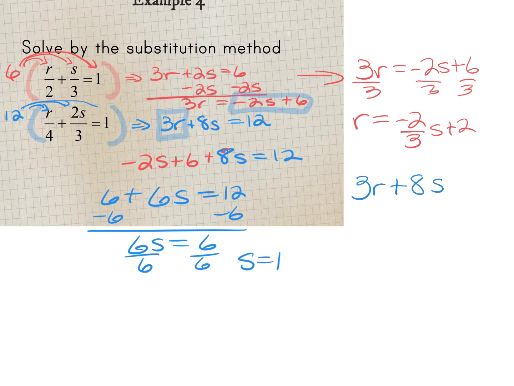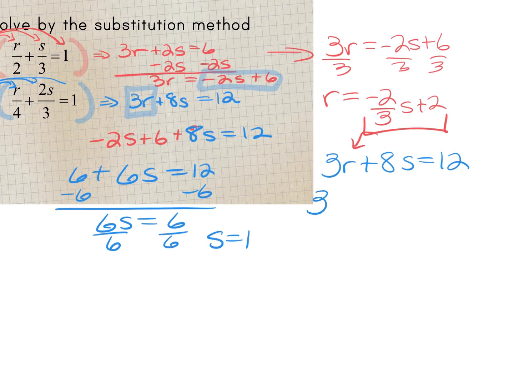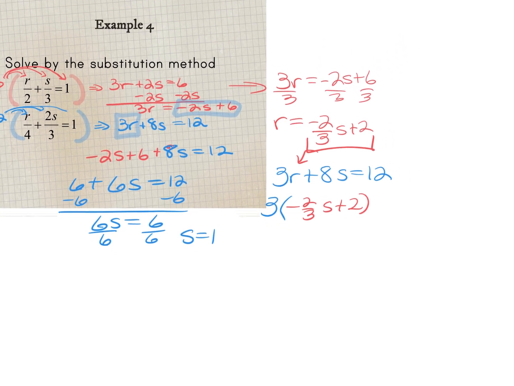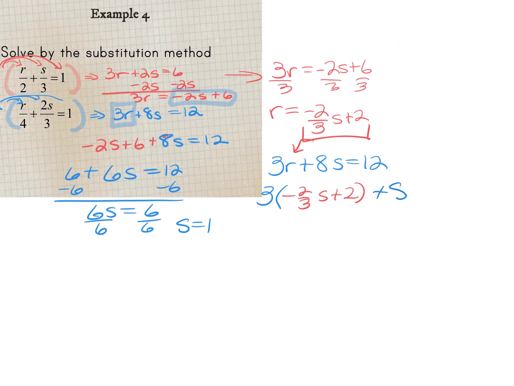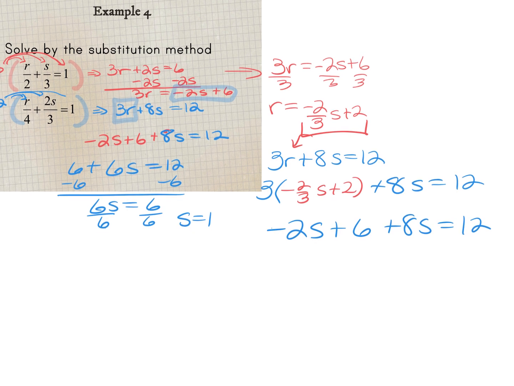3r plus 8s equals 12. I'm going to take this and plug it in just for the r. So this is another way you could have done it. But since the whole thing was a 3r, I just left it alone. But this would be the appropriate way to do it by getting r all by itself. And then now distribute, and you get negative 2s plus 6 plus 8s equals 12.